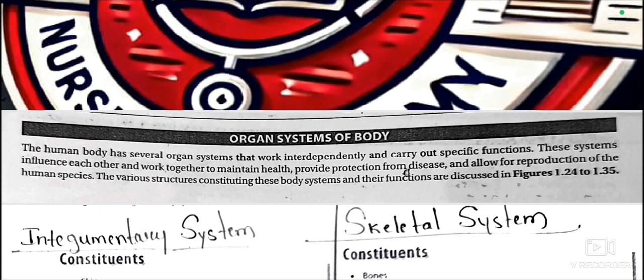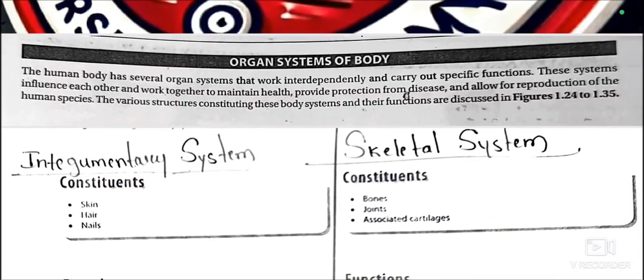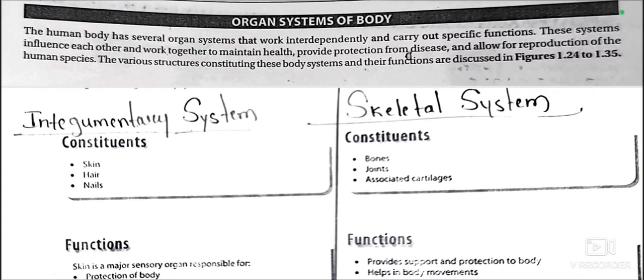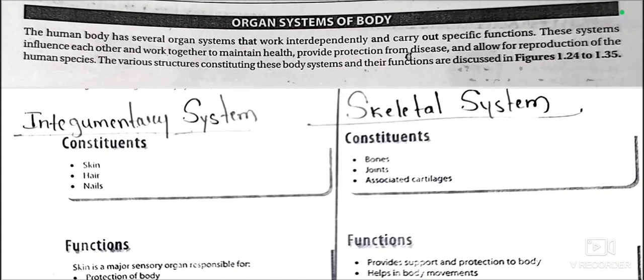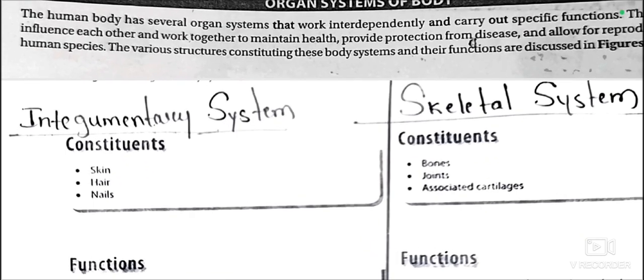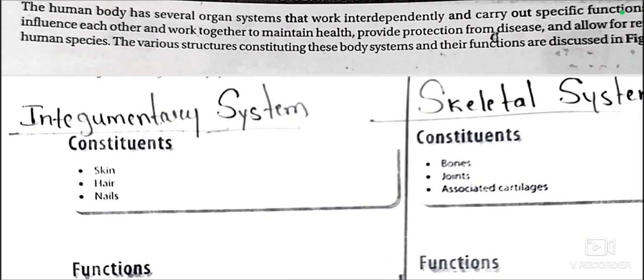The various systems are there, and the first system is the integumentary system. In this session we are only discussing the introduction to the integumentary system: what it constitutes and what its functions are. In upcoming videos we will discuss the related parts in detail. The integumentary system constitutes skin, hair and nails.